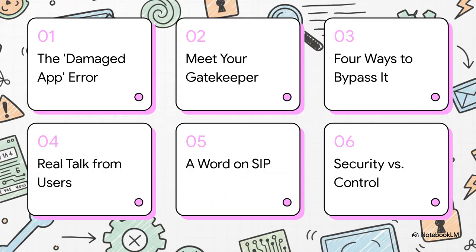All right, here's our game plan for today. First, we'll get to know the error itself. Then, we'll meet the culprit behind it, a security feature called Gatekeeper. After that, we'll dive into the practical stuff, how to get around it. We'll even hear from some actual users about what works. We'll touch on an even deeper security layer called SIP, and then we'll wrap up by looking at the bigger picture, this constant tug-of-war between security and user control.